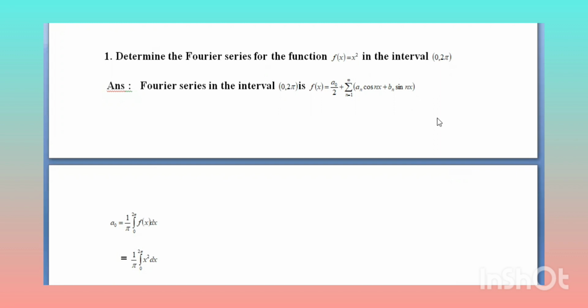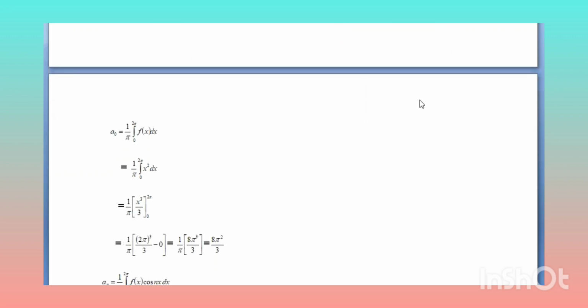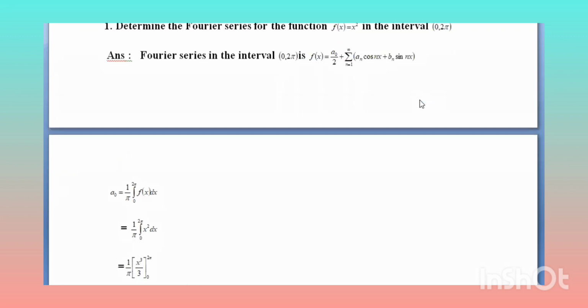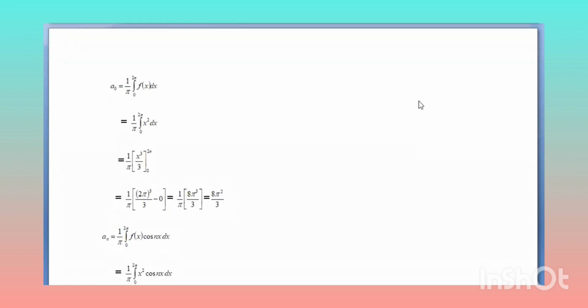This is the general Fourier series. So the general Fourier series formula is f of x is equal to a naught by 2 plus summation n equal to 1 to infinity an cos nx plus bn sin nx. In the interval 0, 2 pi, you have to find the values of a naught, an, bn. After finding the values of a naught, an, bn, you substitute in the Fourier series formula. Okay. So first we will find the value for a naught.